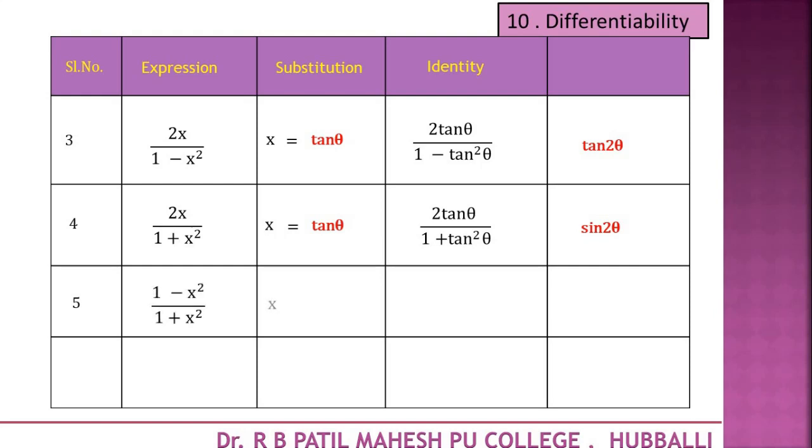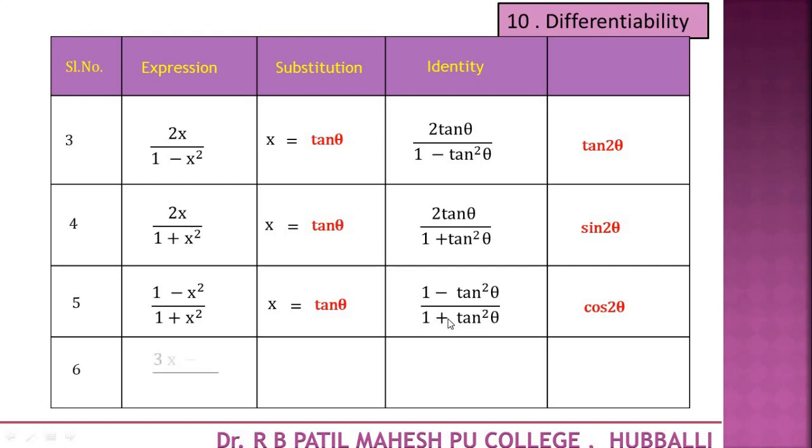Now the next expression is 1 minus x square divided by 1 plus x square. Like this we have a function 1 minus tan square theta divided by 1 plus tan square theta. Therefore x is taken as the tan theta substitution. Then we get 1 minus tan square theta divided by 1 plus tan square theta. Now we can write this as cos 2 theta.